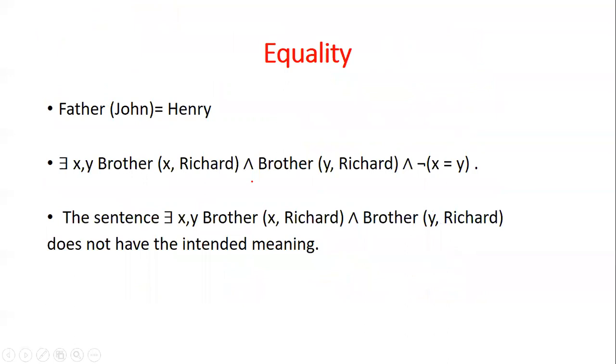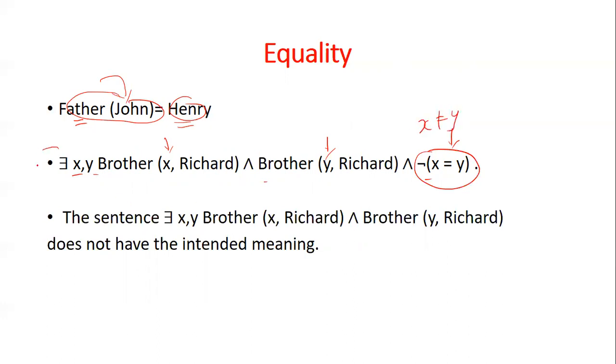Fine. Next, we'll be discussing equality. So here father is a function, and father of John represents Henry. So father of John is equivalent to Henry. That's it. There exists x, y such that x is brother of Richard and y is also brother of Richard, and x not equal to y. So basically not (x equal to y) means that x is not equal to y.